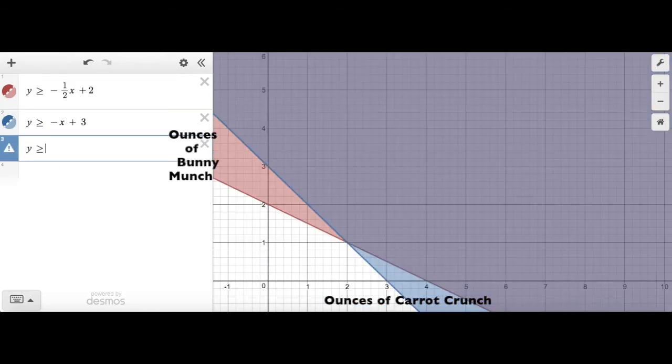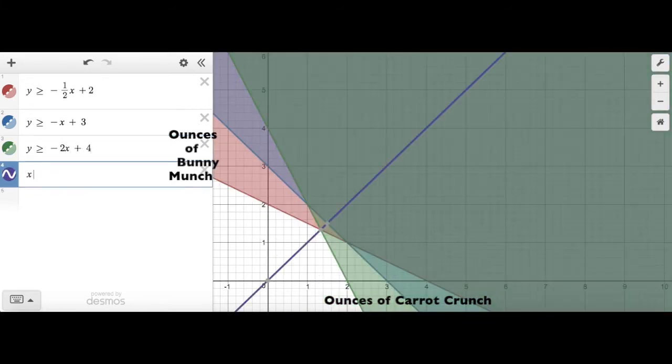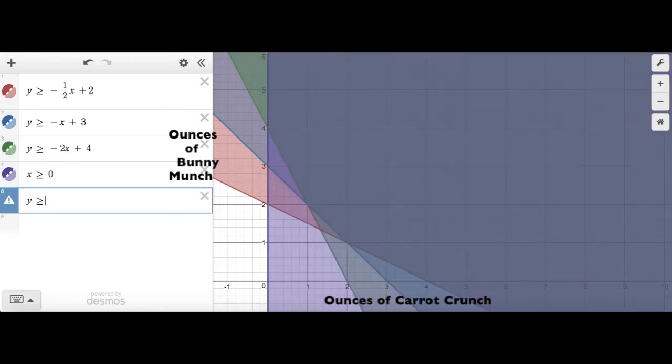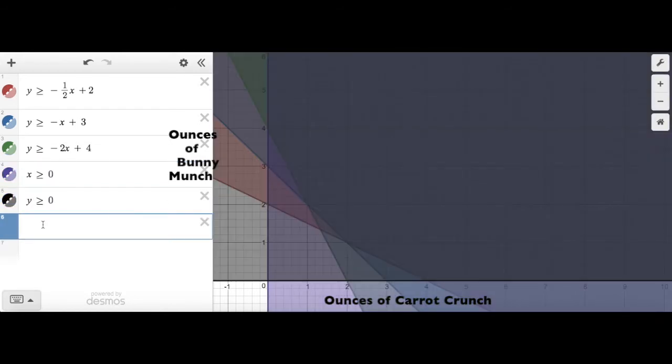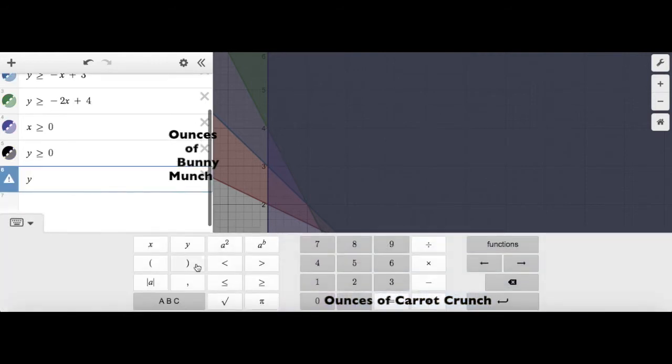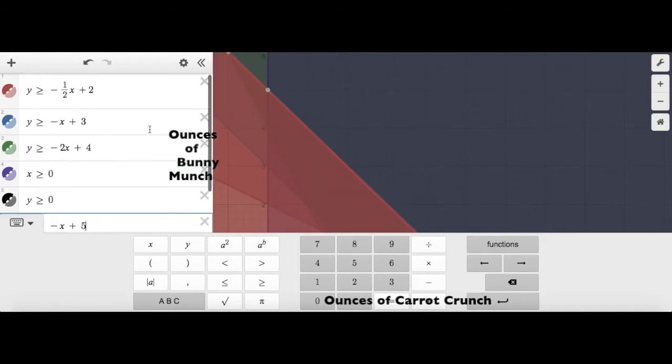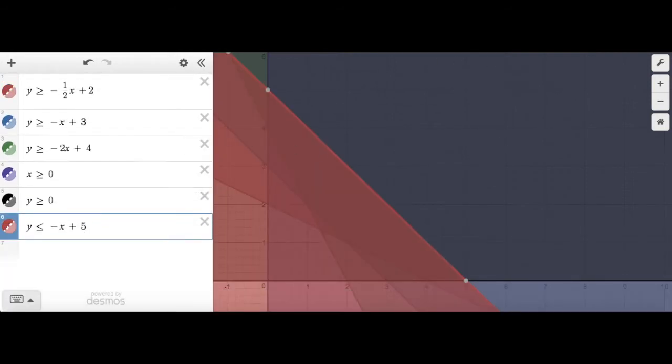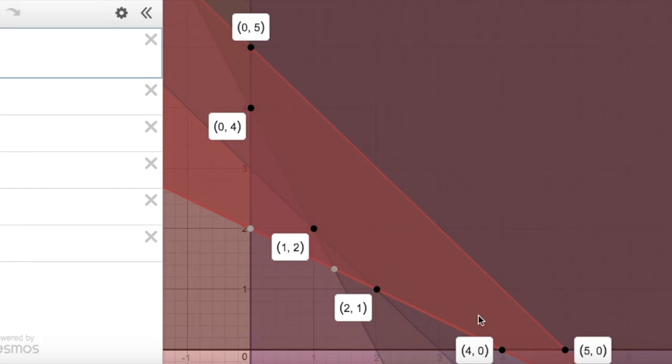y is greater than or equal to negative 2x plus 4. Our 2 constraints are x is greater than or equal to 0, and y is greater than or equal to 0. Our final line is y is less than or equal to negative x plus 5. These are our 6 lines and form our region. The area that fits all constraints is called the feasible region.